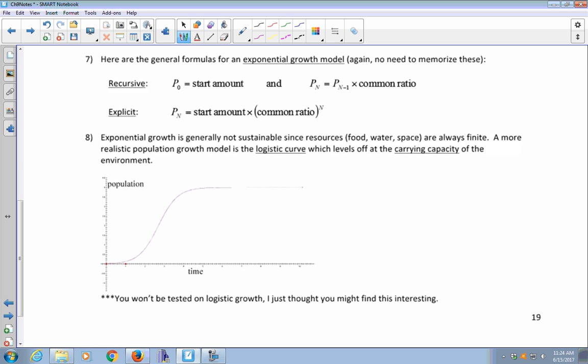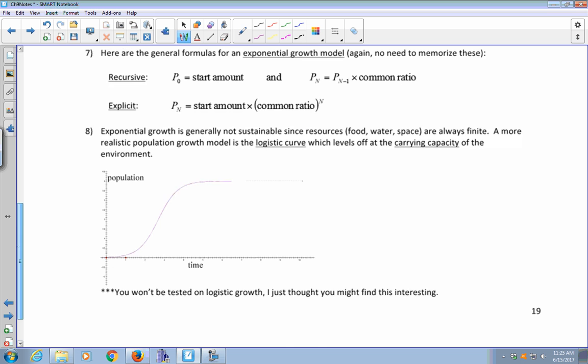All right, lastly, I just want to mention that exponential growth is generally not sustainable since resources like food and water and space are always finite. So you can't just keep doubling a population forever. A more realistic population growth model is the logistic curve, which levels off at the carrying capacity of the environment. So the curve looks something like this. You won't be tested on logistic growth. I just thought you might find this interesting.